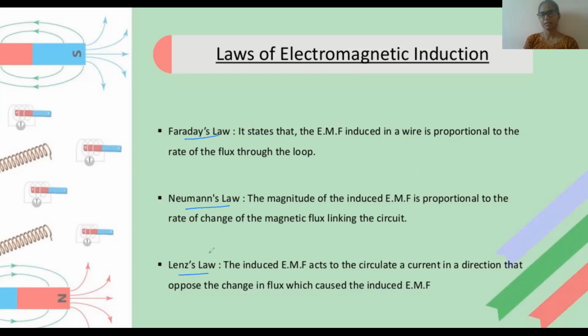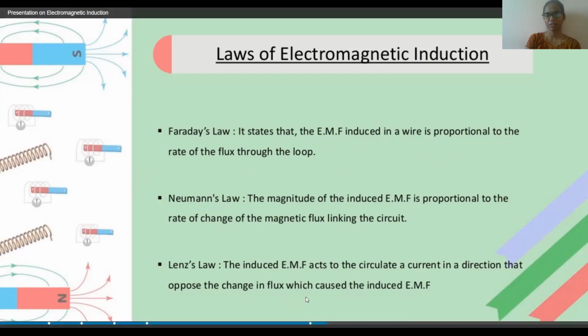All these things tell us about EMF only, how much EMF is induced in the coil. The magnitude of this induced EMF is proportional to the rate of change of flux, in the opposite direction. When the rate of change of flux happens in one direction, the induced EMF is produced in the opposite direction. Clear children, this is regarding the laws of electromagnetic induction given by Faraday, Neumann, Lenz. Please remember all these names.